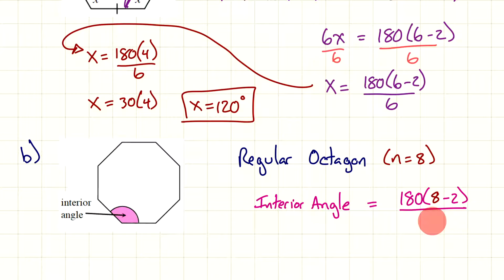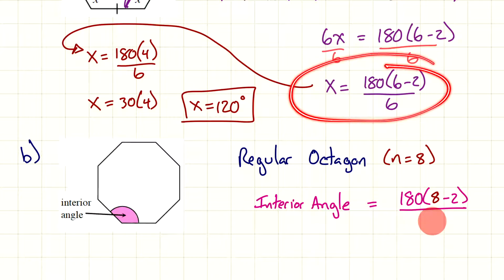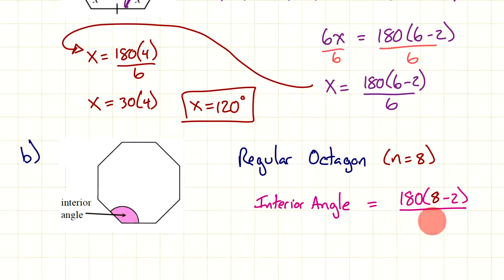So I'm trying to help us skip all that work that we just finished doing on part A. In the end, what number can I put here? Look at what we have here. So 180 times 6 minus 2 divided by 6. That means really what I could do is just divide this by 8. And now I just have to simplify it. There's our formula that we could use.